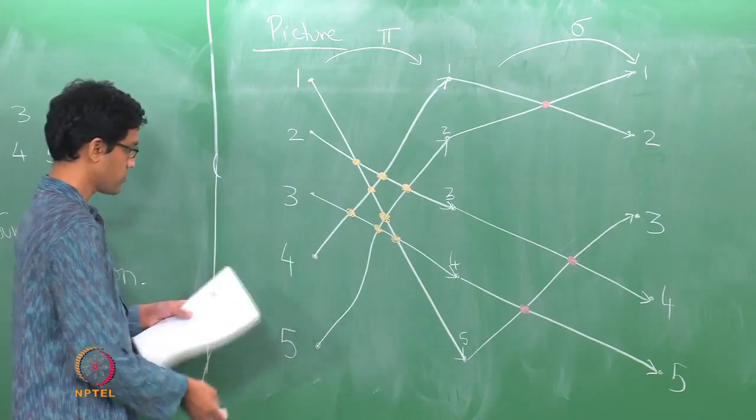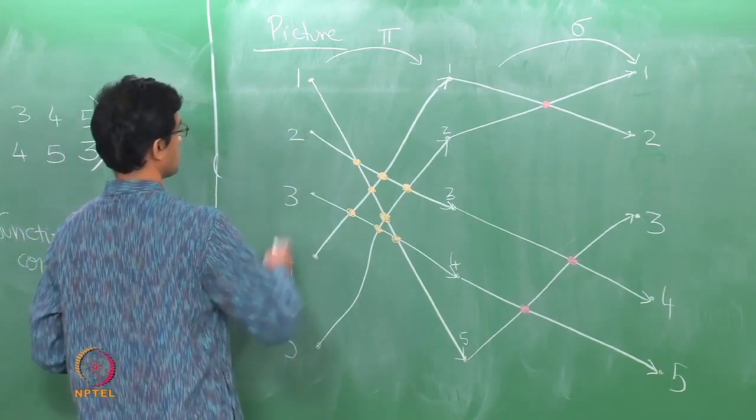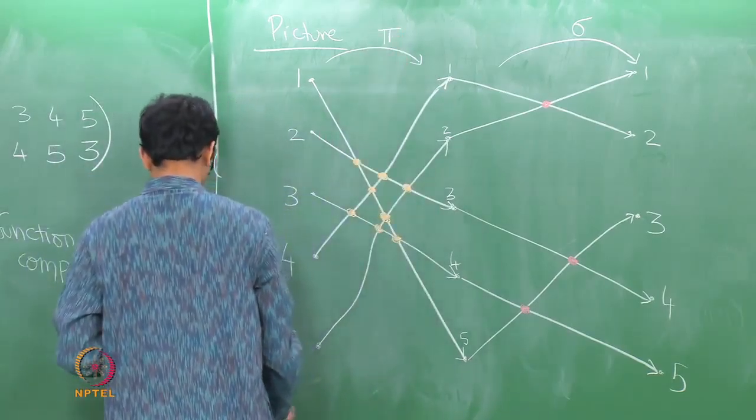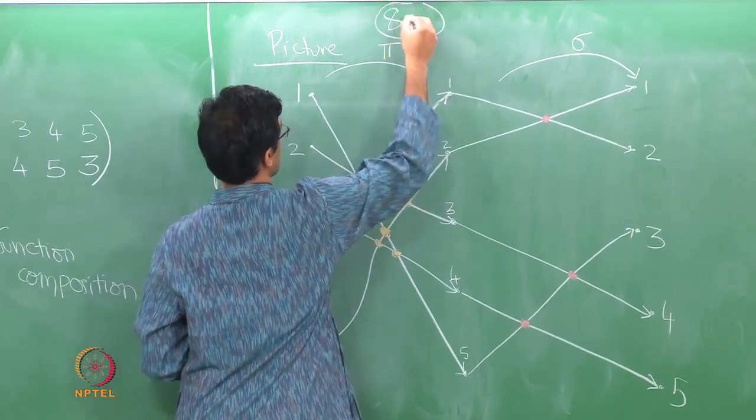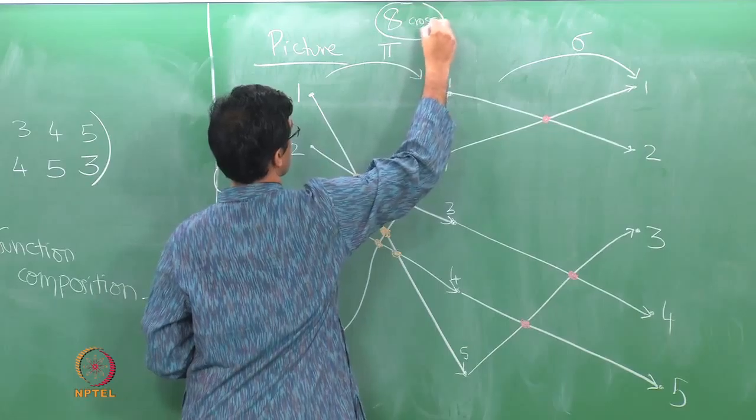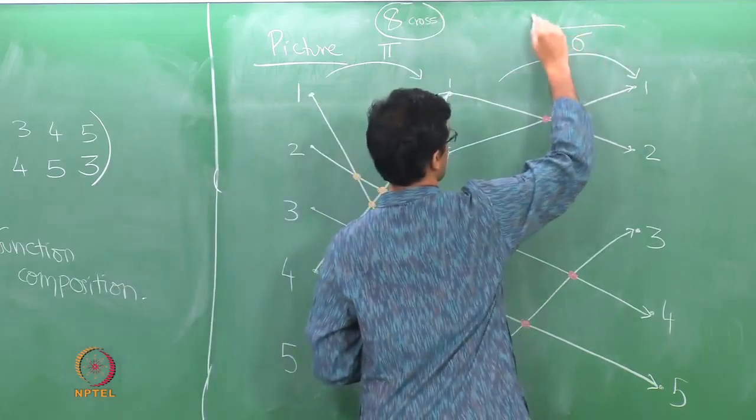Now the question is, what does the composition do? So let me write down the number of crossings. Pi has 8 crossings, and sigma has 3 crossings.